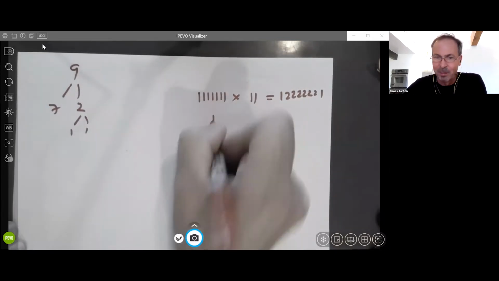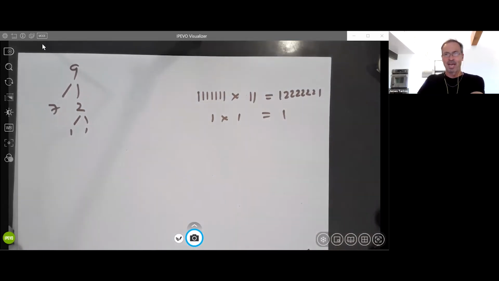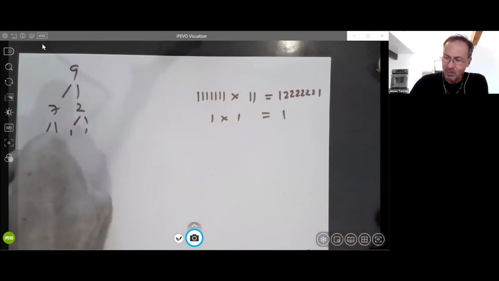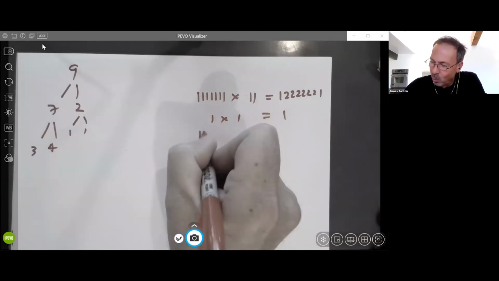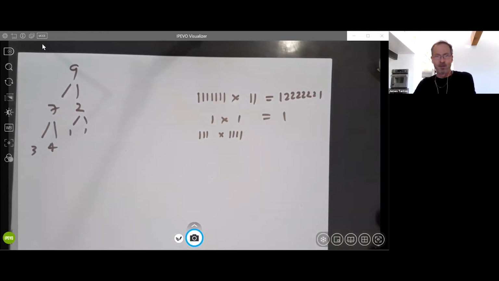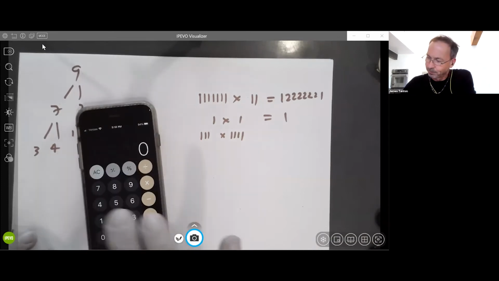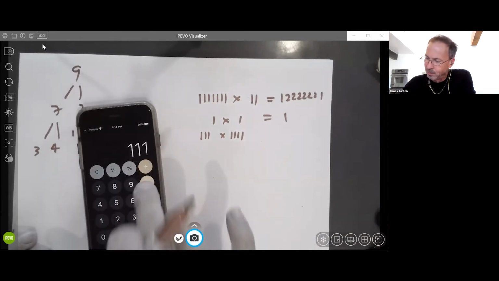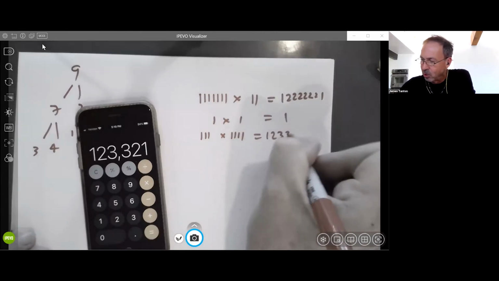And I'll write a 1-digit number composed of ones times a 1-digit number composed of ones. That one I can do. My little brain can handle that. Well, let's split it to 3 and 4. I'm going to write 111 times 1111. Okay, my brain is not very good. Let's bring up technology. Here goes. 111 times 1111 equals 123321.